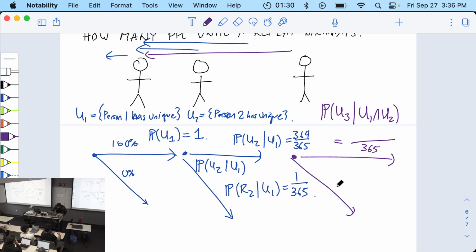And the opposite is R3. R stands for repeat, so does the third person have a repeat birthday? That's also something out of 365. And your job is to fill in what these are. So fill these in on Math and Facts. Is the question clear? All right, I'm going to set you free on the question. Take a few minutes. Feel free to discuss. If you're totally lost, maybe the person next to you can help.